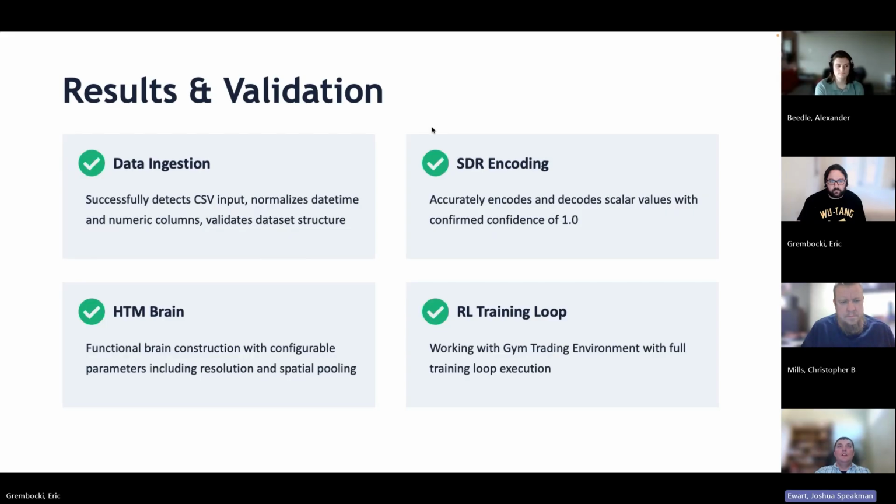Results and validation. We have data ingestion, which successfully detects CSV input, normalizes date, time, and numeric columns, and validates dataset structure. We have SDR encoding, which accurately encodes and decodes scalar values with a confirmed confidence of 1.0. HTM brain: functional brain construction with configurable parameters, including resolution, spatial pooling, and temporal memory. RL training loop: working with the gym trading environment with full training loop execution.